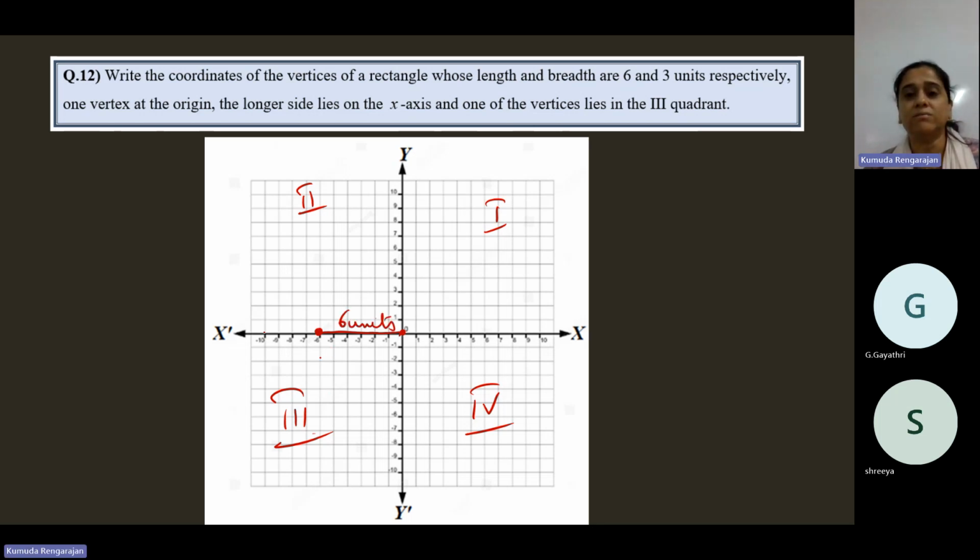And what is the breadth of the rectangle? 3 units. So it should come down 1, 2, 3 like this. So this is the rectangle. Yes or no?